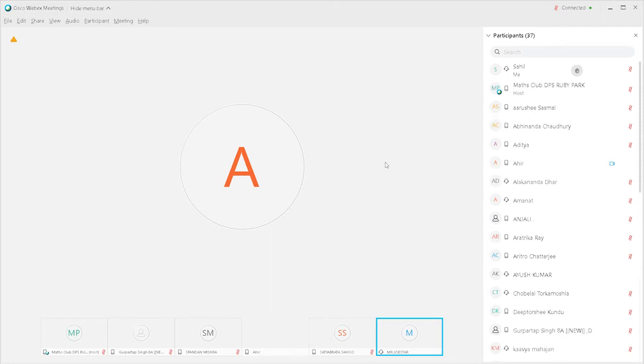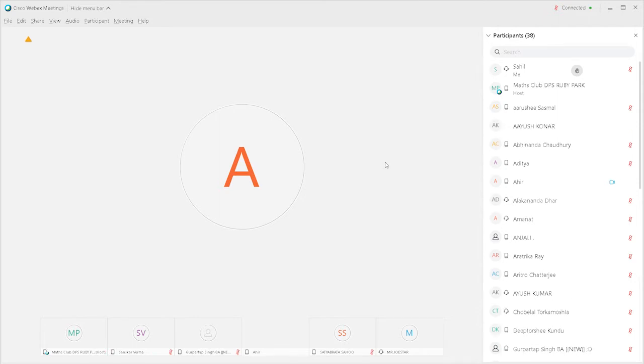Showing low bandwidth. Cannot see the screen, it's loading. Network issues.